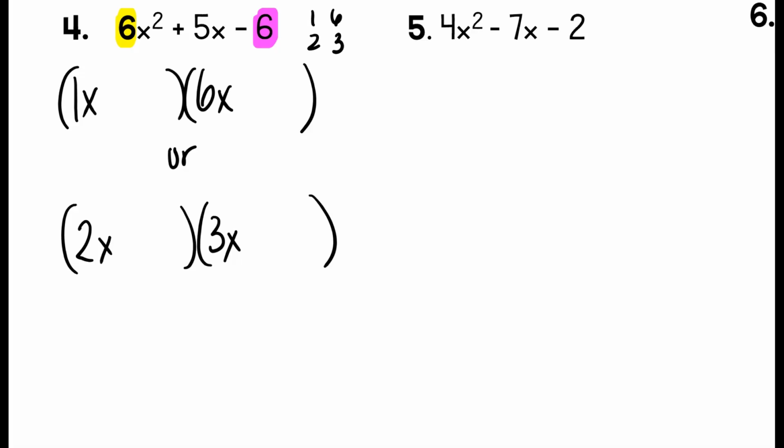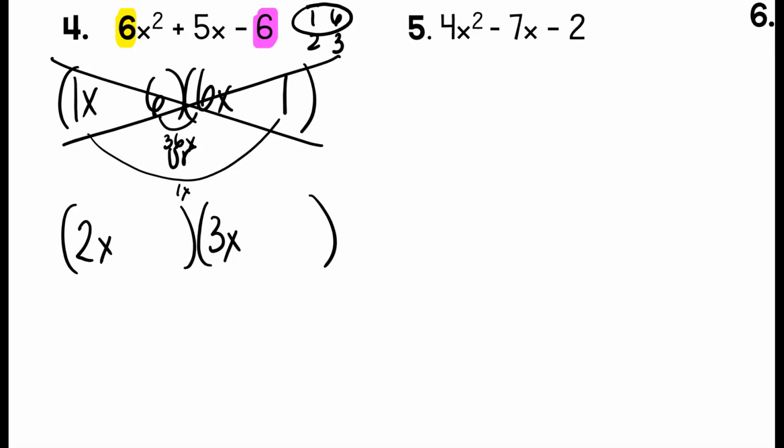So let me give you a little bit of a hint. You're never going to put a number in a parenthesis if it will have something in common with it. So for example, let's try 1 and 6. I would not put the 6 here because now 6 would have something in common with 6. So instead, that limits me to put the 6 over here and the 1 over here next to it. So now when I check my outers and my inners, I get 36x and 1x, which will never give me the 5 I need in the middle.